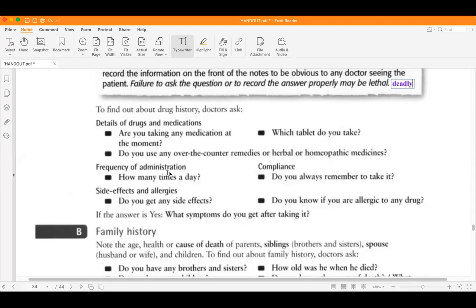Frequency of administration, they ask about how many times a day. Compliance, do you always remember to take the medication? Side effects and allergies, like do you get any side effects? Or do you know if you are allergic to any drug? If the answer is yes, what symptoms do you get after taking it?